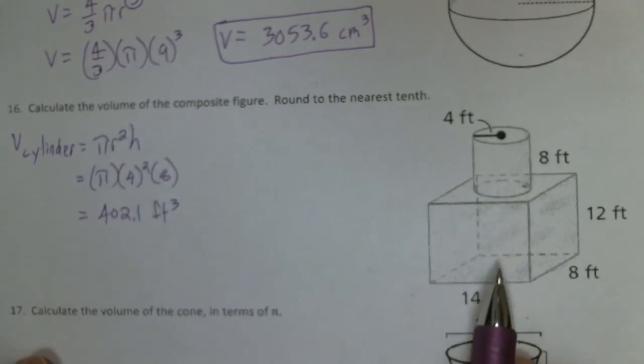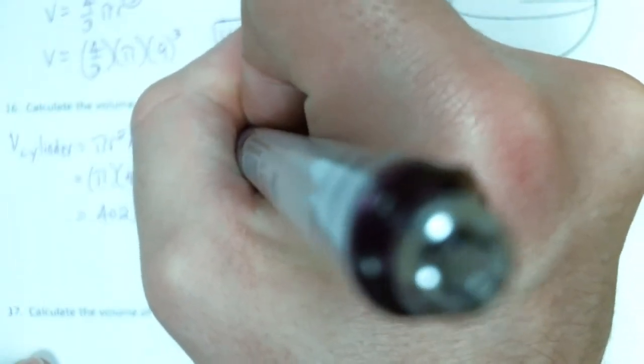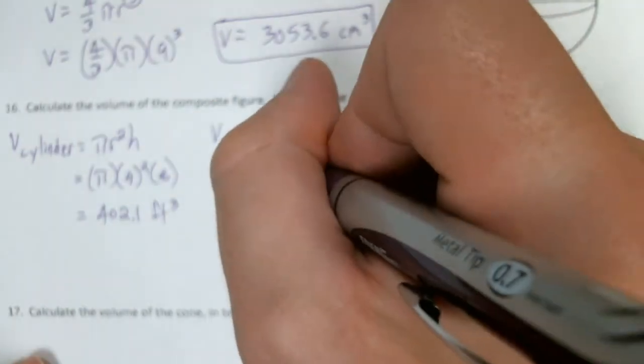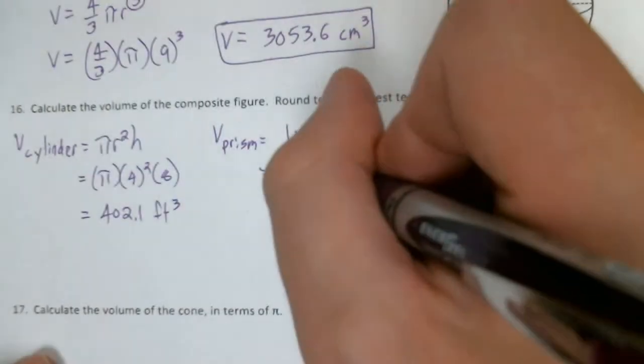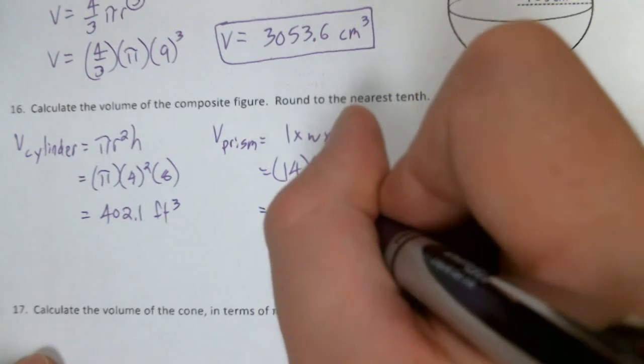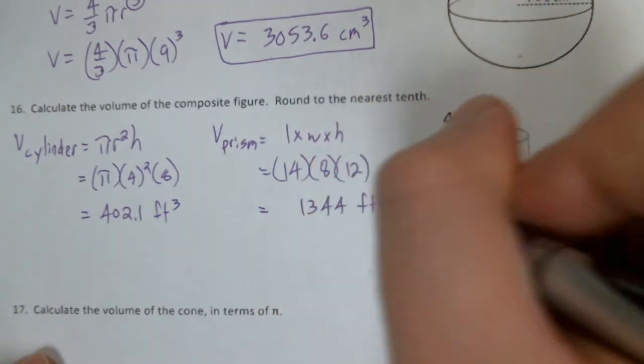And now we find the volume of the box. That's easy. That's just length times width times height. Volume of the rectangular prism, length times width times height. And it doesn't matter the order of the numbers. I just simply multiply those three numbers together, and that comes out to be 1344 feet cubed.